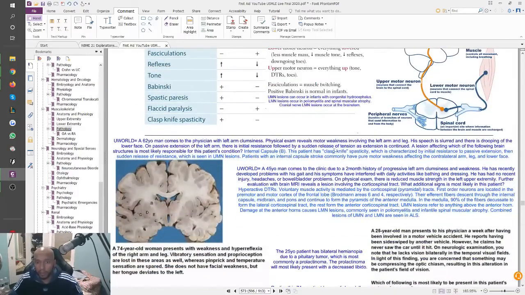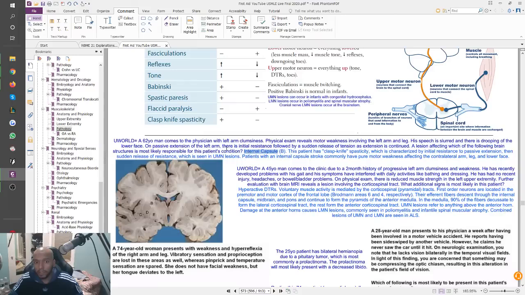Very common question. You can see some of these other questions here from UWorld. Again, asking about the internal capsule, which was labeled B here. Right, this 62-year-old woman came for a left arm clumsiness. Physical exam reveals motor weakness involving the left arm and leg. His speech is slurred and drooping of the lower face.